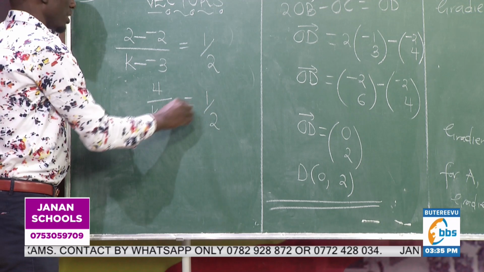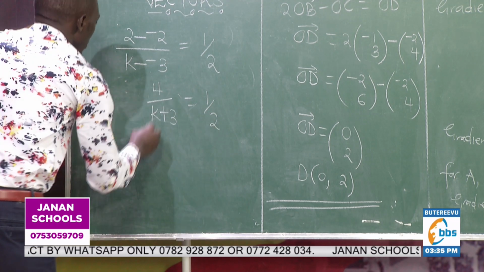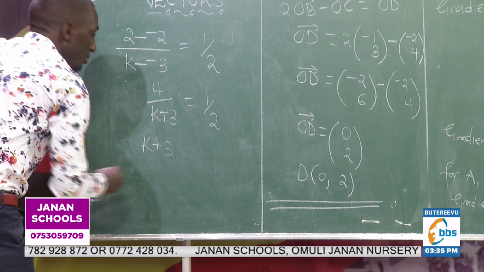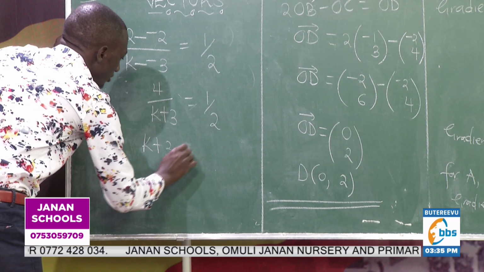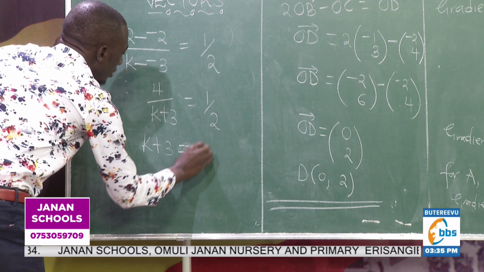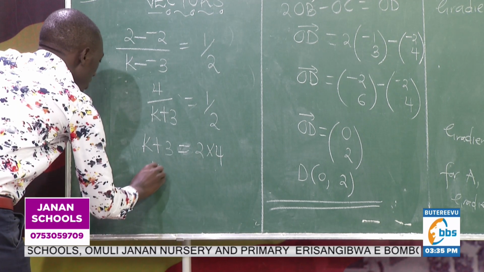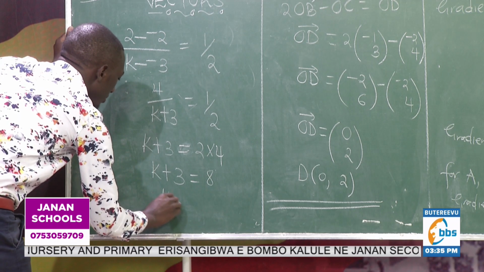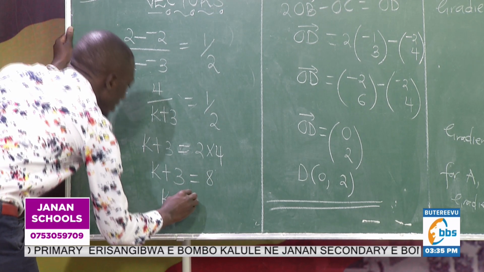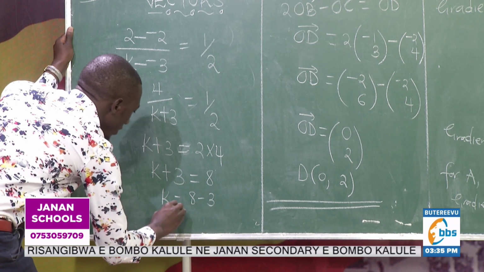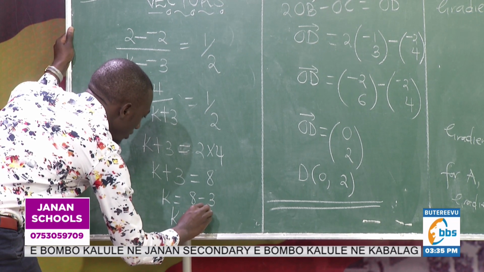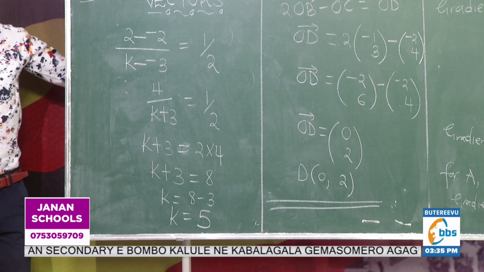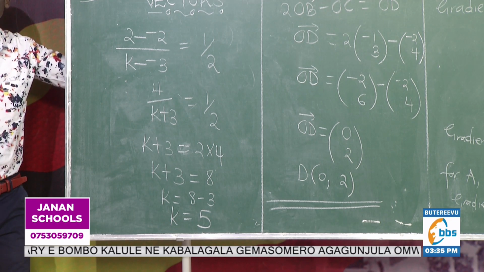So when I cross multiply here, it means that the 2 multiplies the 4. So I'll be having K plus 3, of course times 1, you get K plus 3. Then this side, I'll be having the 2 times 4 here. This will give me an 8. So it means that my K will be equal to 8 minus 3. So the value of K here will be equal to 5. So that becomes the answer for that number.